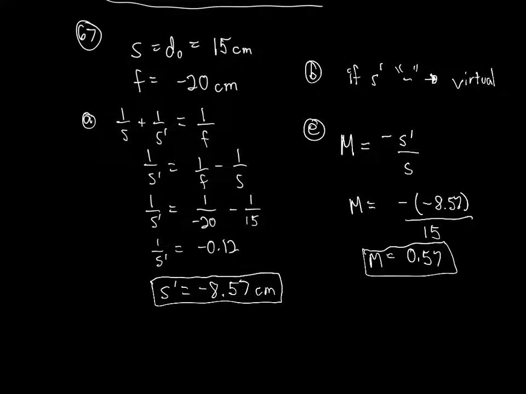Part C is the image upright or inverted? How can I tell based on the magnification if it's upright or inverted? The sign. What is the sign of the magnification? Positive. So does positive mean upright or inverted? What do you think? Upright. So this is upright.